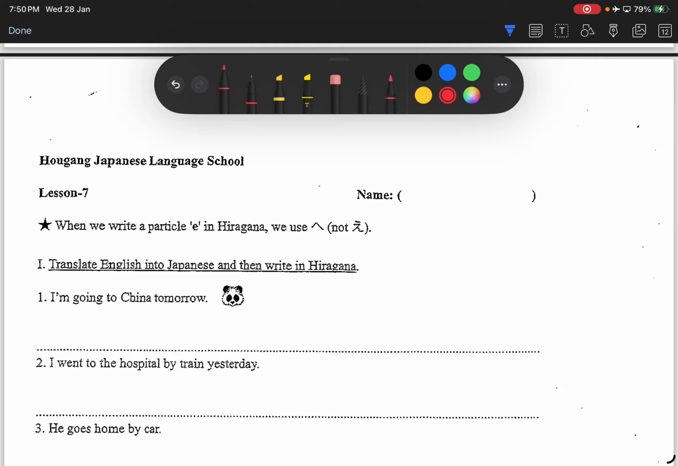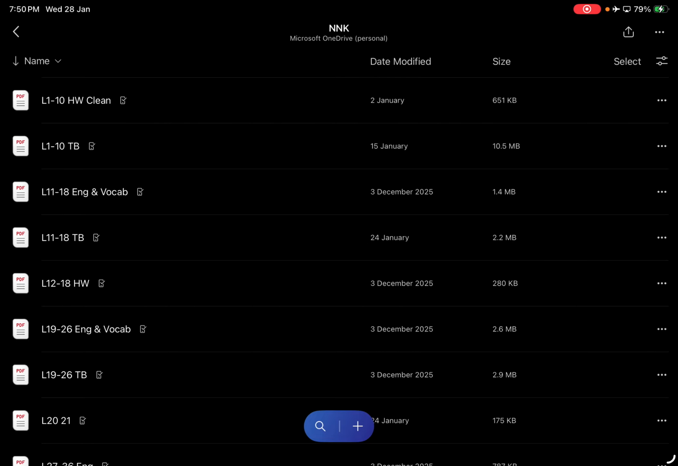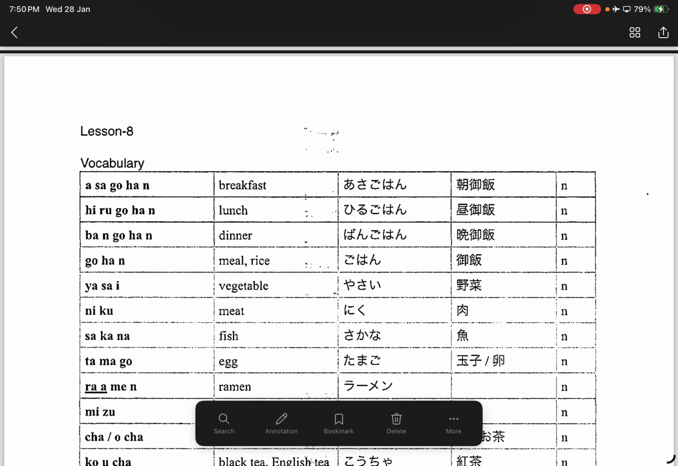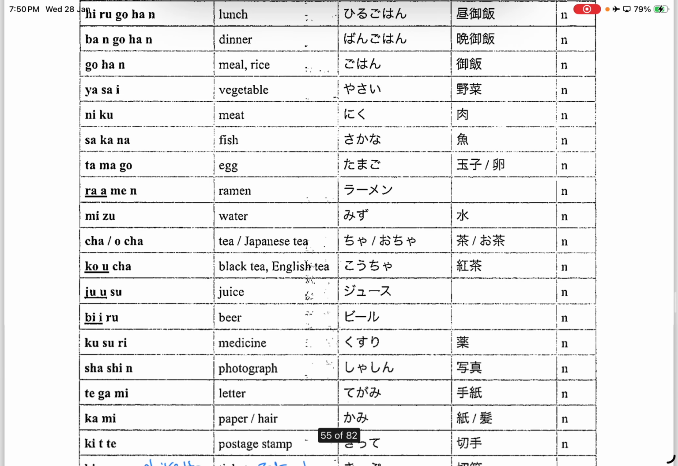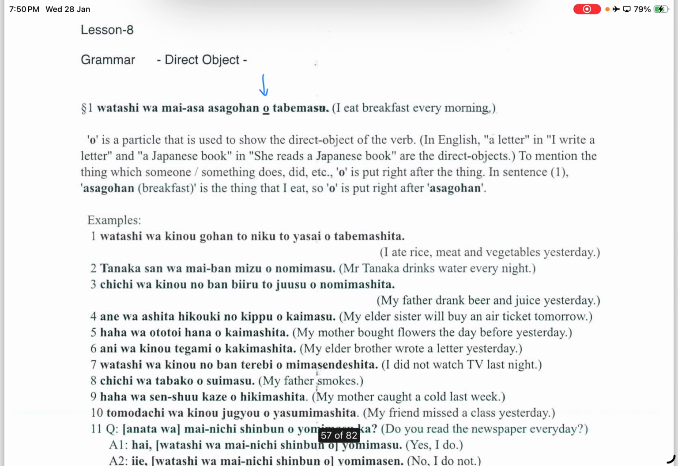Okay, then for today we talk about lesson 8. Let's open your textbook to the vocabulary list. Lesson 7 we went through already last week. Lesson 8 we haven't yet. Then I will do a recap of lesson 8. So lesson 8, we will talk about the grammar first. We continue to learn about verbs.